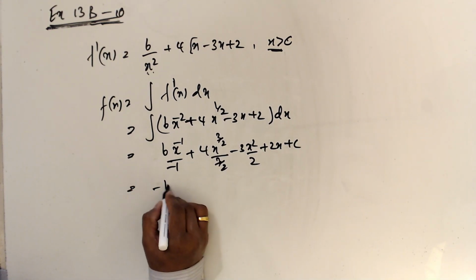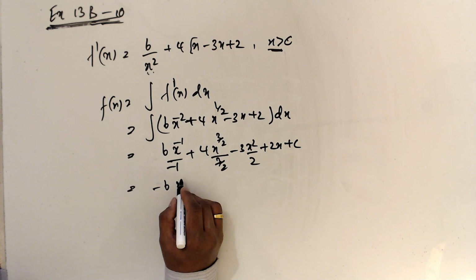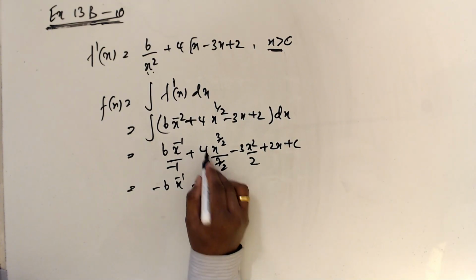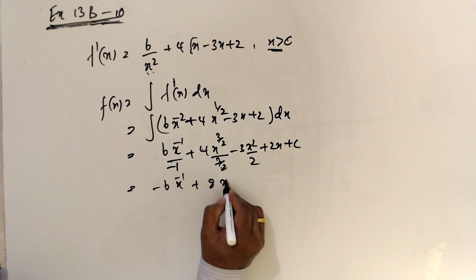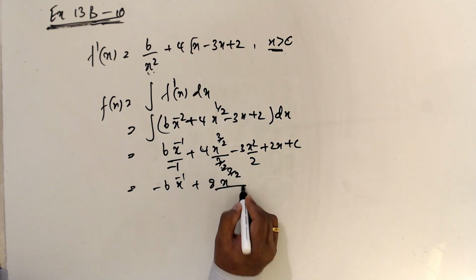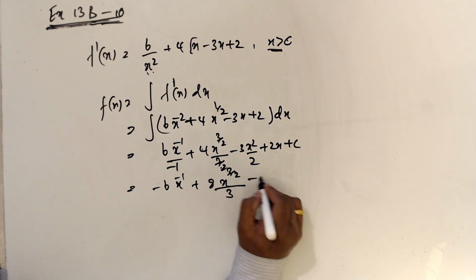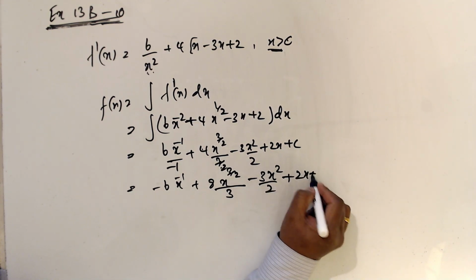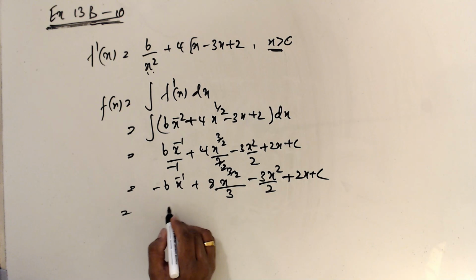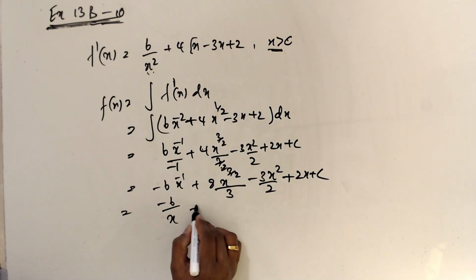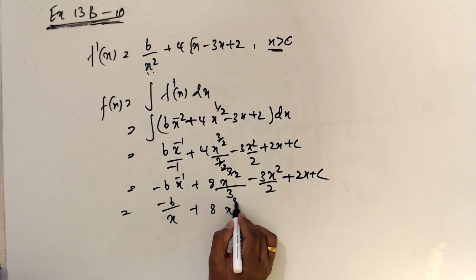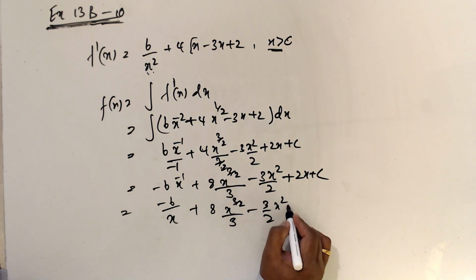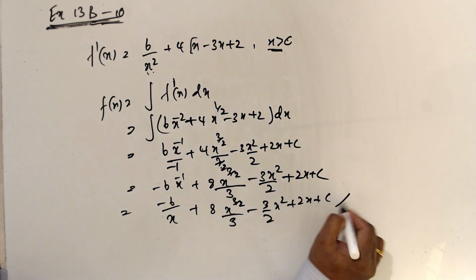So this is 6x minus 1. This is 2 times 4, 8x 3 over 2 over 3. This is minus 3x square over 2 plus 2 over x plus c. So this is minus 6 over x, 8 over x 3 over 2 over 3, 3 over 2x square plus 2x plus c.